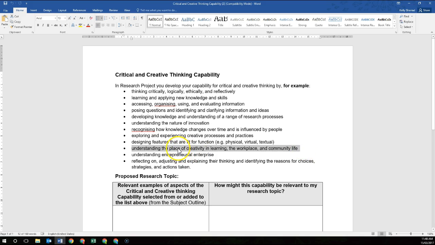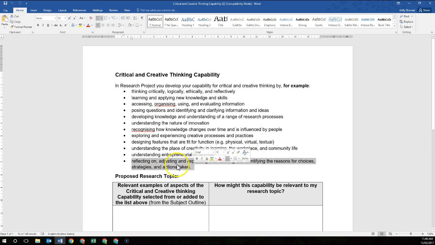Some of you might understand that there is a place for creativity in learning, the workplace, and community life. So if you're looking at creativity in learning, particularly looking at how people like myself, for example, how I use creativity in my teaching to make it easier for students to learn.